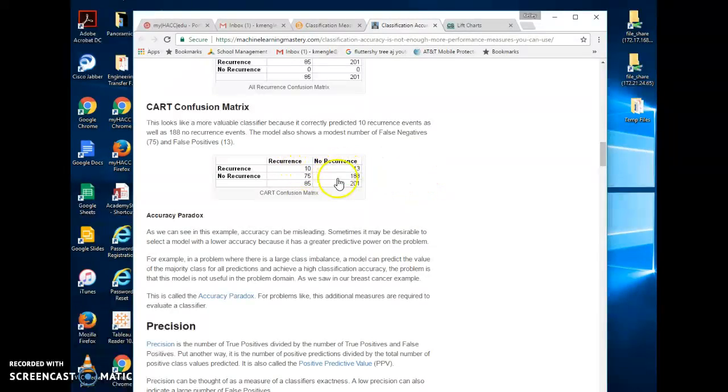And the way that you would get an accuracy measure from this is you would add up the correct number. So we have 198 divided by the total number of all the records, which would be 201, and that would give you your accuracy measure.